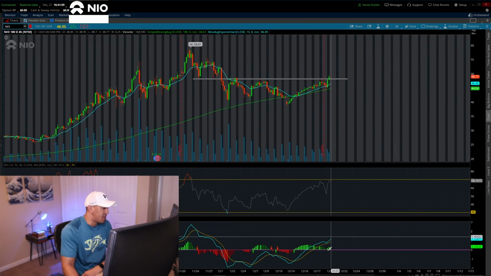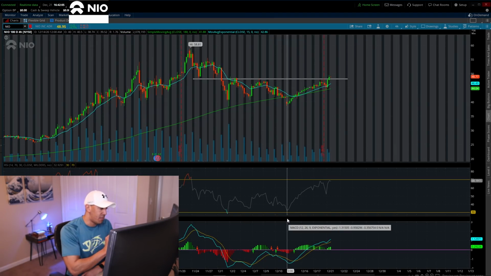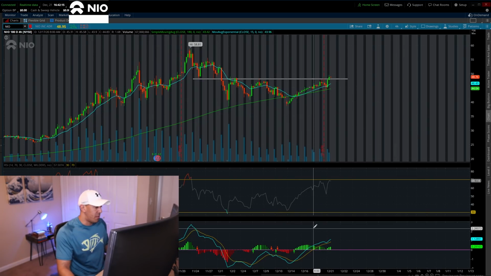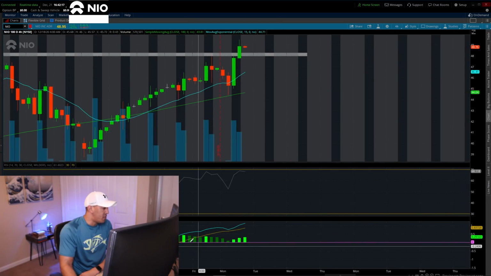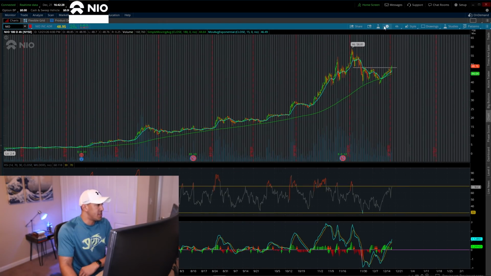Also, this indicator down here is my MACD indicator. As you can see, it is in green territory. If it's green, that means positive momentum. This is a momentum indicator. MACD stands for moving average convergence divergence. Again, high level, it's just a momentum indicator. And with these little bars here, as the bars start to grow, that means momentum is growing. And if the color is green, that means momentum is growing in the bullish direction. So we're seeing good things here.